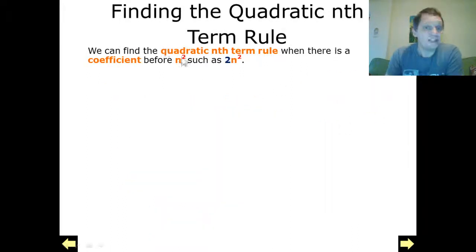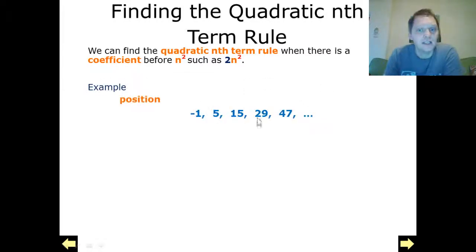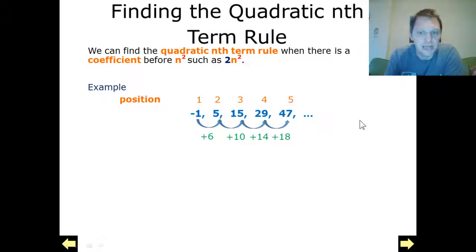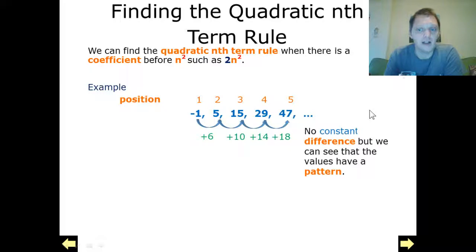Now, it's not always going to be n squared. We could actually end up with a number in front of the n squared, a multiple, or being technical, a coefficient. So here I've got a new sequence, minus 1, 5, 15, 29, 47. Again, going to look at the difference between my terms. And as we can see, it's not constant: 6, 10, 14, 18. Now, looking at the difference of my difference, it is adding 4 each and every time.